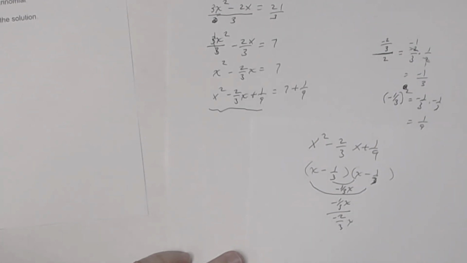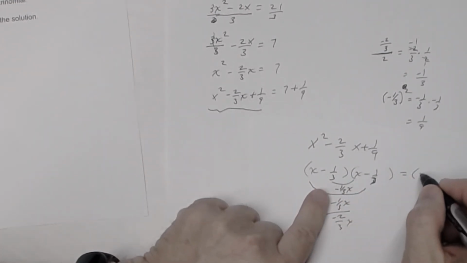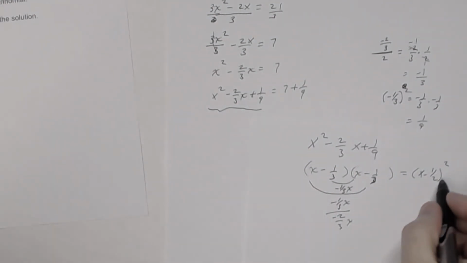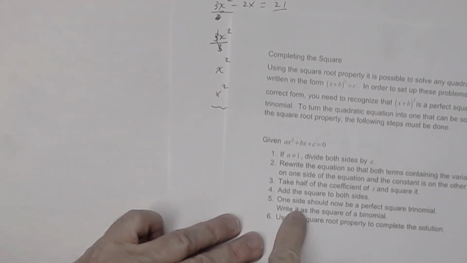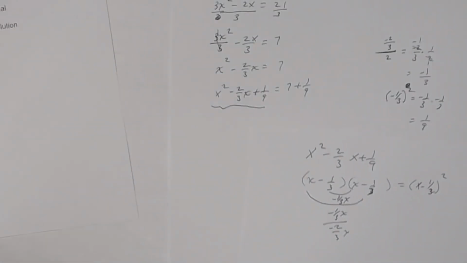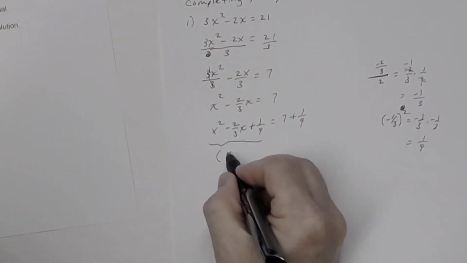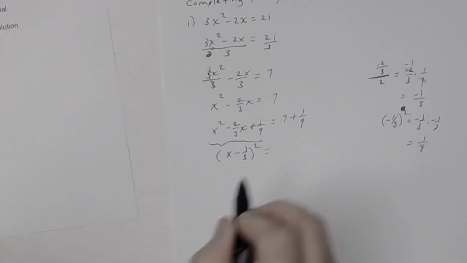Okay? So now notice that this binomial times itself, I can write as a binomial square. And that's what that should be, minus 1/3. And that's what the step right here says. You're going to write as a square of a binomial. So basically what happens now is that this is going to be x minus 1/3 squared. And then that's going to equal 7 plus 1/9.